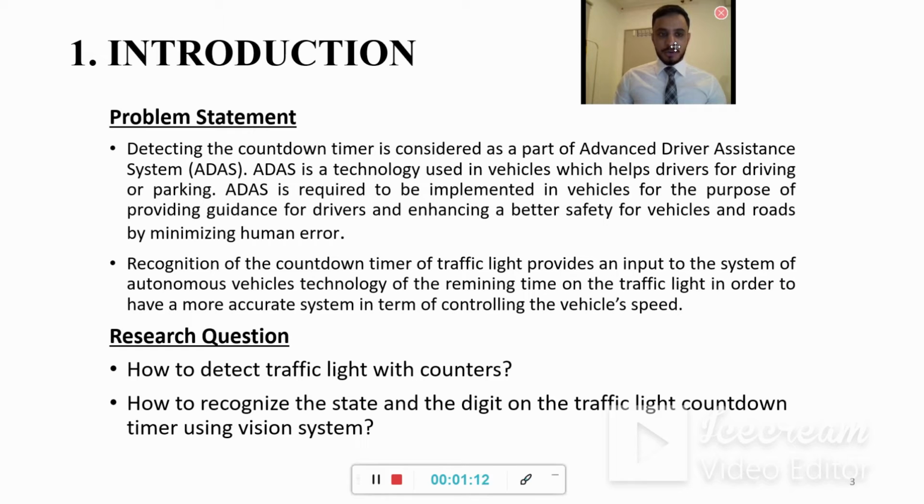The second point of the problem statement is about recognition. Recognition of the countdown timer of the traffic light provides an input to the system of autonomous vehicles technology about the remaining time on the traffic light, in order to have a more accurate system in terms of controlling the vehicle speed. As for the research question: how to detect traffic lights with counters, and how to recognize the state and the digit of the traffic light countdown timer using a vision system.